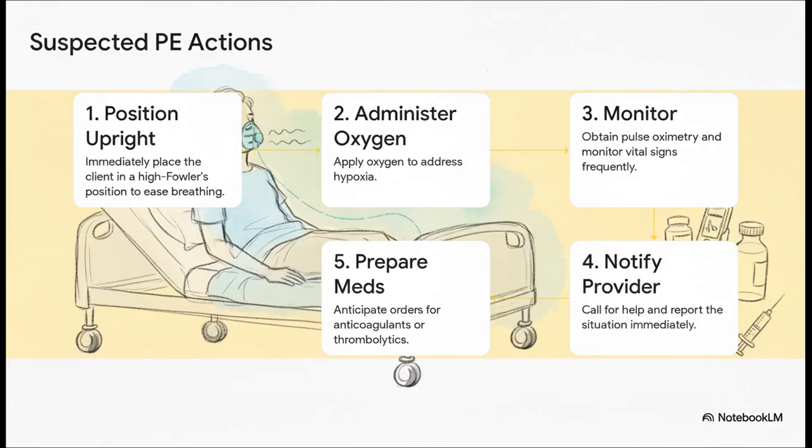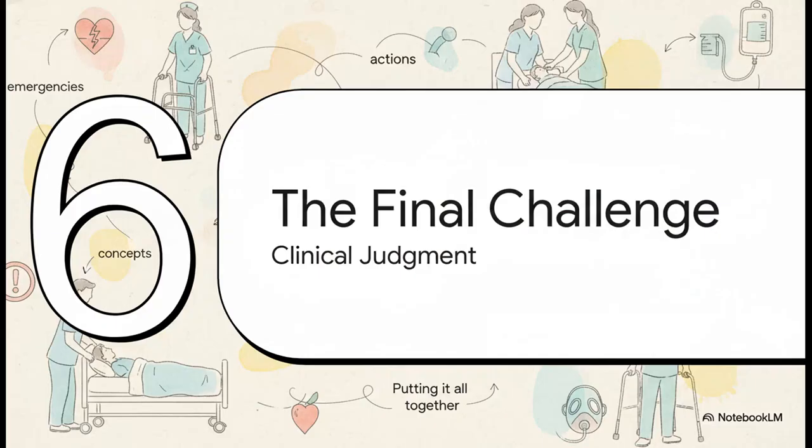Your first two moves, without a doubt, are to sit the patient straight up and apply oxygen. High Fowler's position literally gives the lungs more room to work, and oxygen is what they're desperately lacking. These two actions can be life-saving while you're calling for help and getting ready for the next wave of interventions, like anticoagulants.